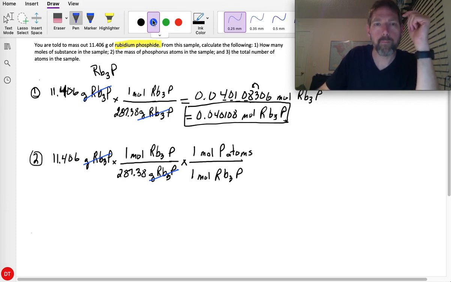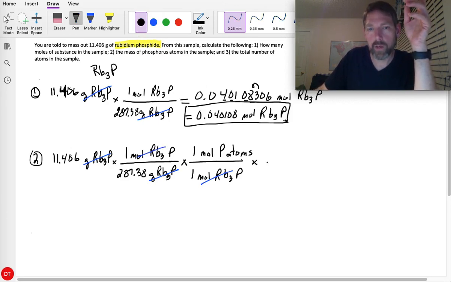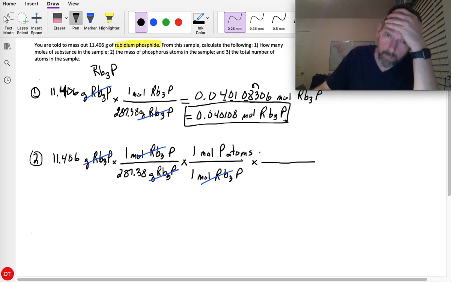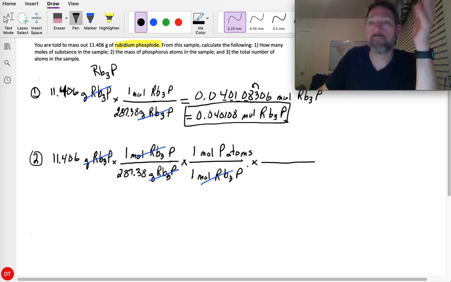Okay. So now cross out like units again. All right. I like using different colors when I can. Just helps with the housekeeping stuff, right? So now right here we got 1 mole of phosphorus atoms. Got to bring that down to the bottom, right? You got to cancel out what you don't want. So there's 1 mole of phosphorus atoms.